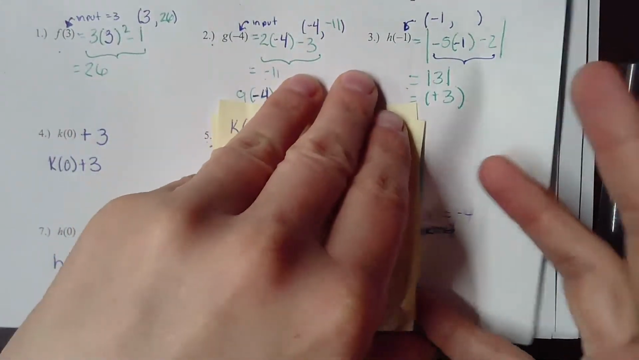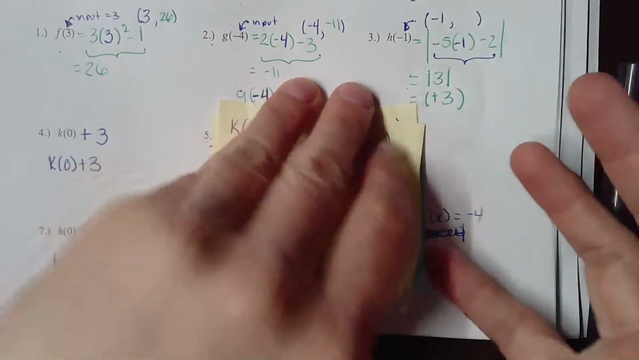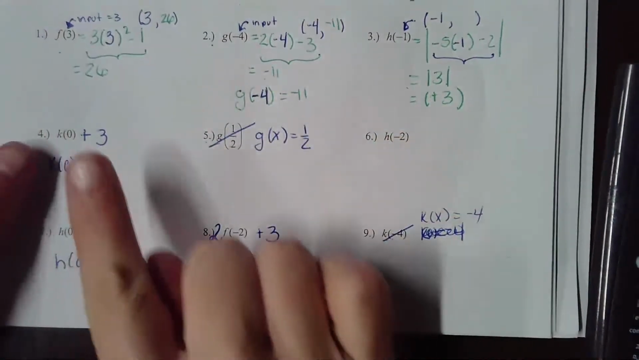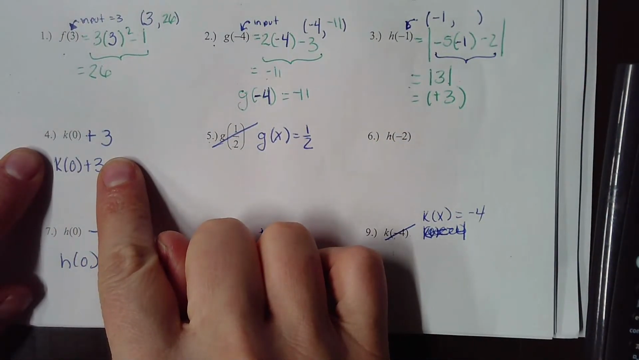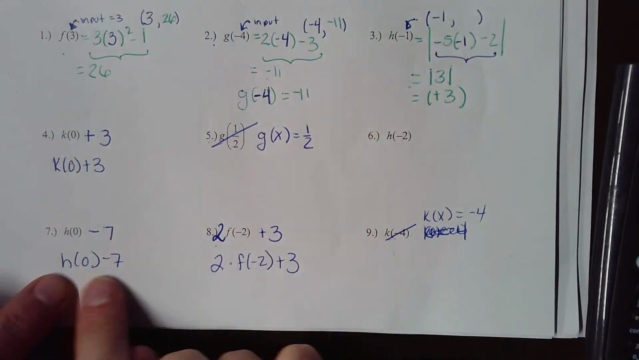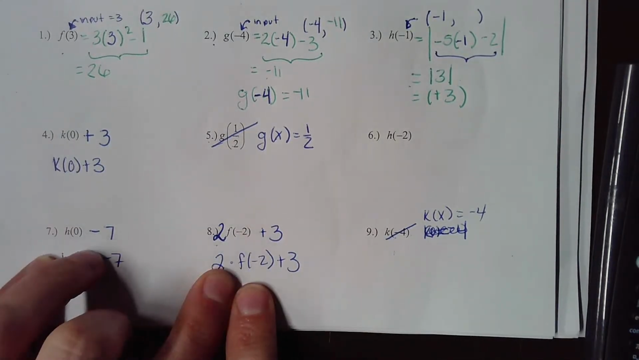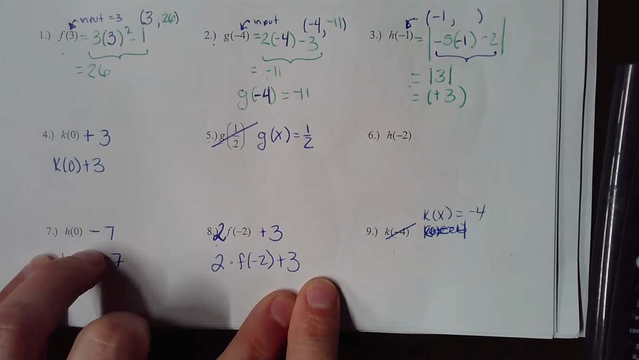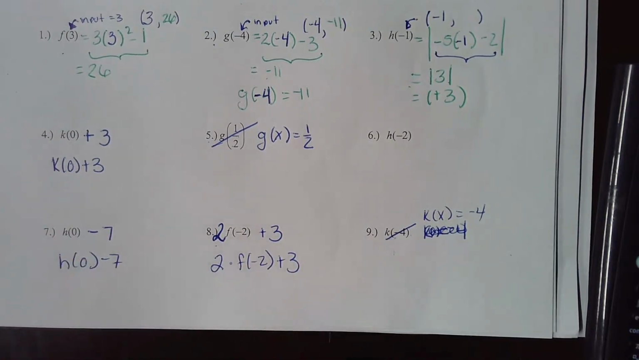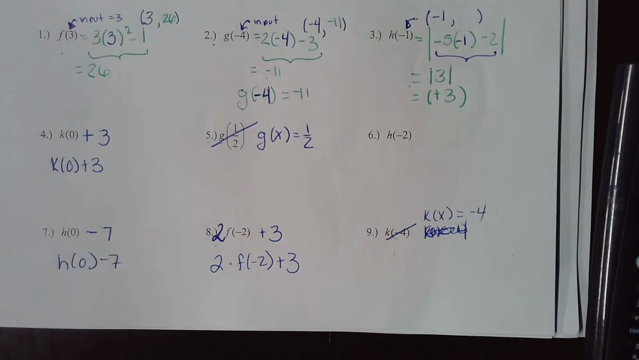We can make these even harder. And sometimes what we get is k at 0 plus 3, or h at 0 minus 7, or 2 times f at -2 plus 3. All of these are doable, but we have to think a little bit different. I'm going to do the first one, k at 0. And I'm going to walk you through 2 ways that you could solve it.